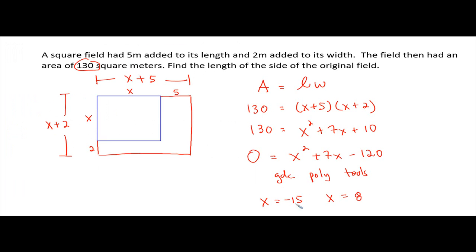Now you want to make sure your answers make sense. Remember, x represents the side of this original field. So we know that this negative answer doesn't make sense, so we reject this answer. You want to make sure you reject this. So we know the original field is 8 meters. Find the length of the original side of the field: that's going to be 8 meters. This is our answer right here.